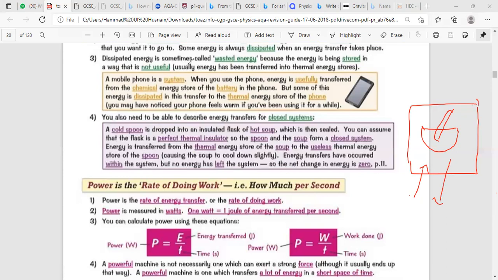So now when we put it in the thermally insulating material, this system, which is made up of spoon and soup, can neither lose its energy nor gain energy from the surroundings. Such a system is called a closed system, which can neither gain heat nor lose heat. So such a system is called a closed system.